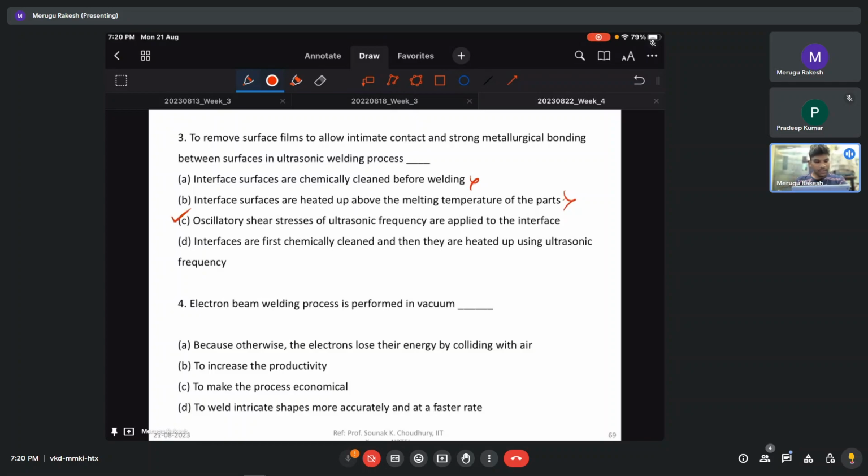The next one is: electron beam welding process is performed in vacuum because otherwise the electrons lose their energy by colliding with air, which is correct. To increase productivity, to make the process economical: basically it is going to increase the cost. To weld intricate shapes more accurately and at first: this is wrong. So the first answer is C, and the second answer will be A.